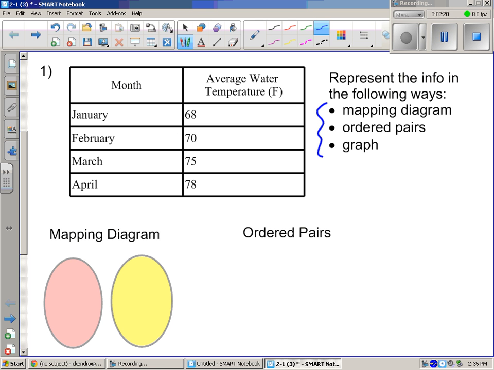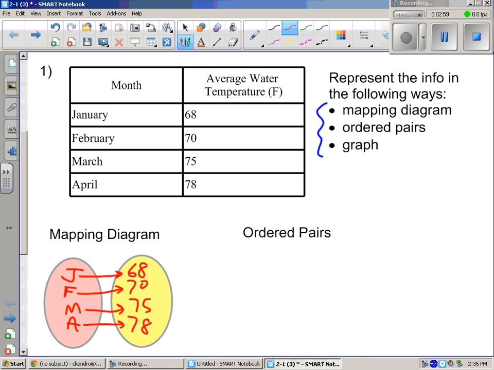So what we're going to do is take this information from the chart and put it in a mapping diagram. In the mapping diagram, you take the numbers or the letters. I'm going to do January, February, March, and April. And then I'm going to put their corresponding numbers in the other circle here. So 68, 70, 75, and 78. And usually in mapping diagrams, they show arrows. So in January, it's 68, February, March, and April. So we just show arrows to see which one goes to it, because there may be more than one month that has the same temperature.